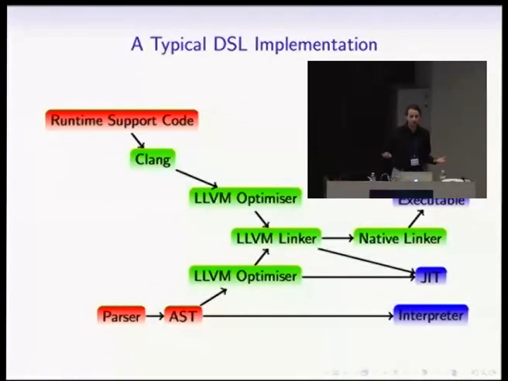But you can also do more complicated things. So you can have runtime support code that you write in C or C++. You can compile that with Clang. You can then optimize that. You can link that together with the code that you've generated from your new compiler with the LLVM linker, and the LLVM linker just combines bitcode.